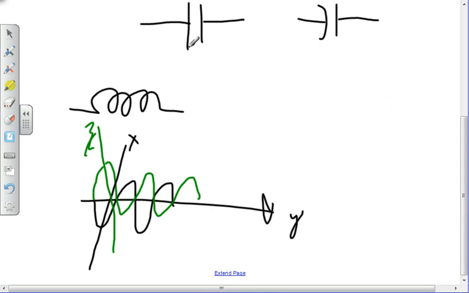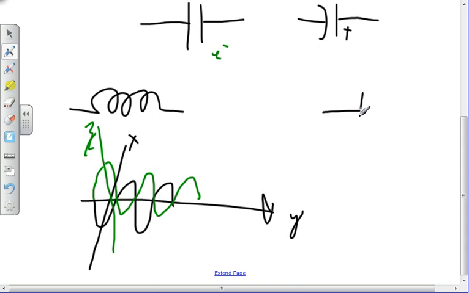But the capacitor is storing charge, while the inductor is storing a magnetic field. So those are two different things going on. Yeah, basically. So positive is on that side, for those that want to know what positive is.